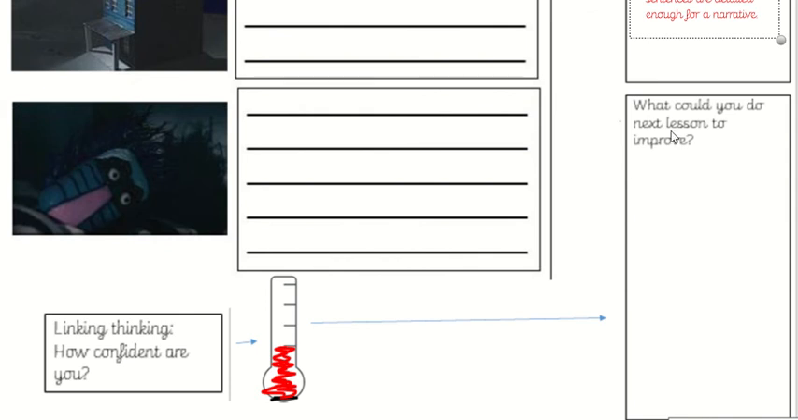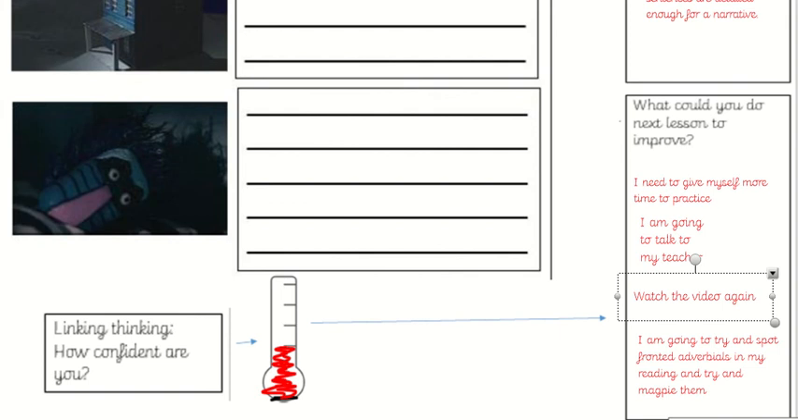So now we come to this section. What could you do next lesson to improve? Here are some strategies that I'm going to get you to think about. I want you to write a sentence about what you're going to do next lesson to improve. So here are some examples of things that you can do next lesson to help you improve. So I need to give myself more time to practice. So you might think about writing out your sentence once, checking it, and then writing it again up in best. You might think that actually you need more time to talk to your teacher, so you can message me on Dojo. You might think, actually, no, I think I just need to watch the video one more time to help myself.